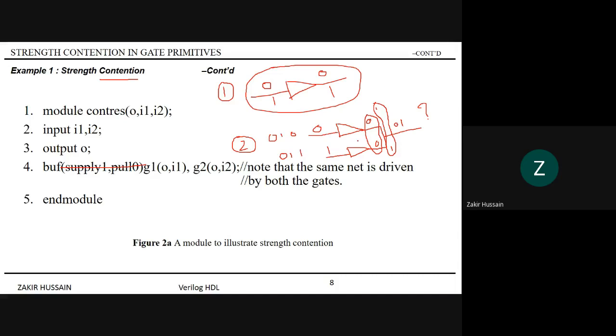Now when it is 0 here and here it is 1, the output of this first gate is 0, and the output of the second gate is 1. But since both are connected to a common output terminal here, what will come here? That is the question. Will it be a 0? Will it be a 1? That is the question.